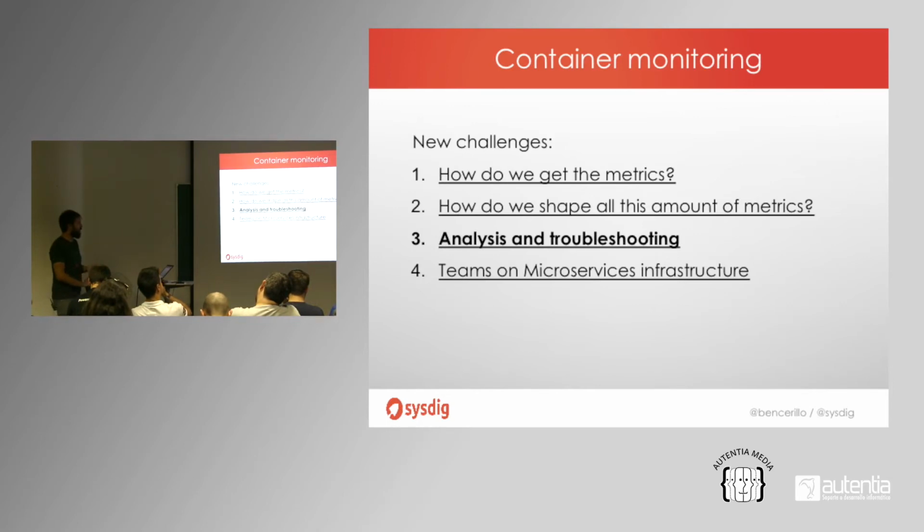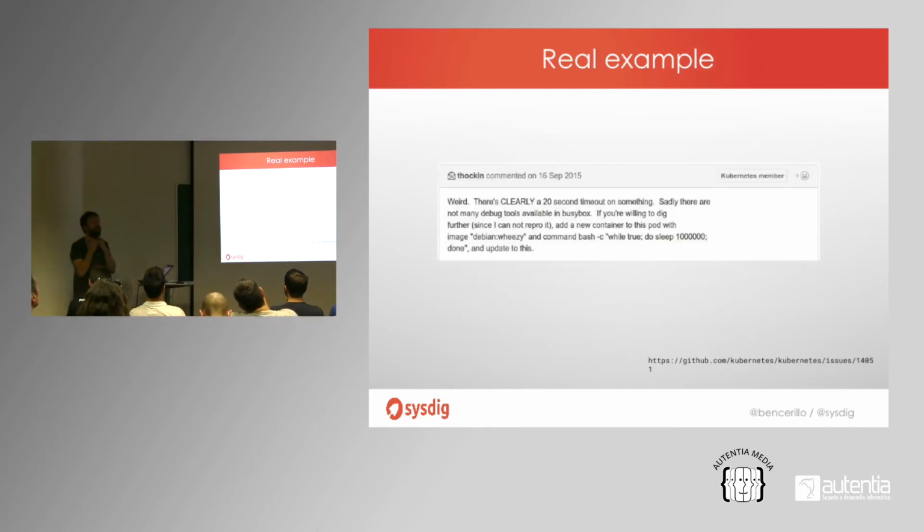So we have seen how to get the metrics, how to make sense using Kubernetes metadata and tags on all those metrics. Let's look at how we can do troubleshooting. And I'm going to use a real example for that. This is an issue on the Kubernetes GitHub project where some user is asking about a problem. You can check it out, the whole story.